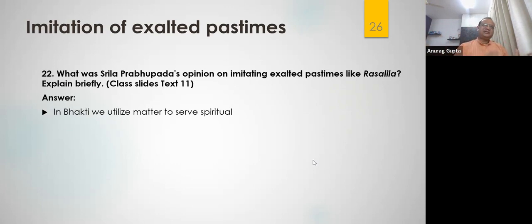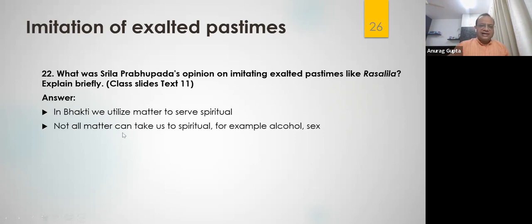Because the Lord is the master, we utilize Jagat for the service of the Lord. But when we do this, we should not misunderstand that everything in this Jagat, in this world, can be utilized to serve the Lord. Not everything. Not all matter can take us to spiritual. Not all material things in this world can take us to spiritual.